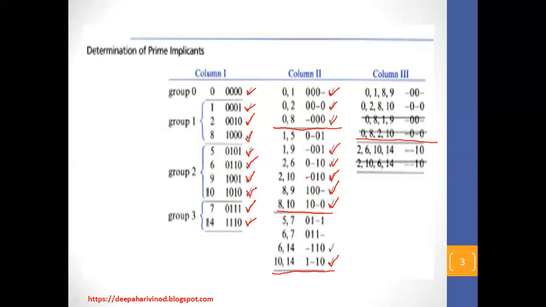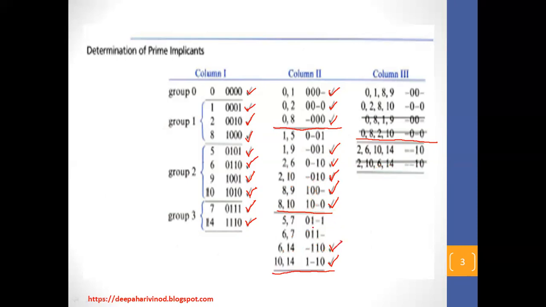See, check it out. 2, 10 is dash 0, 1, 0. 6, 14 is dash 1, 1, 0. So only one bit changes. So 2, 10, 6, 14, write it down: dash dash 1, 0. Put a tick mark for 6, 14.